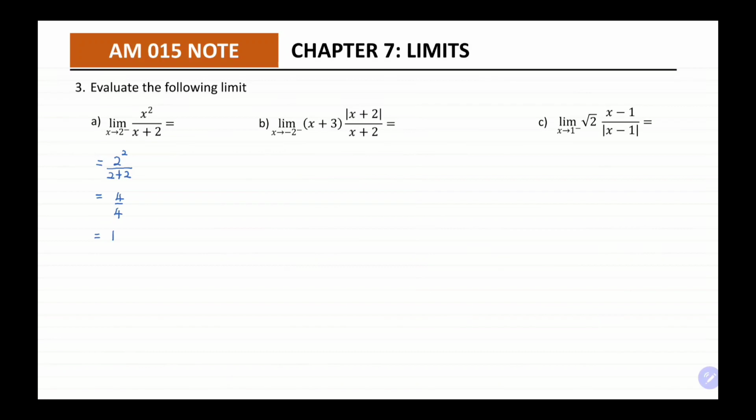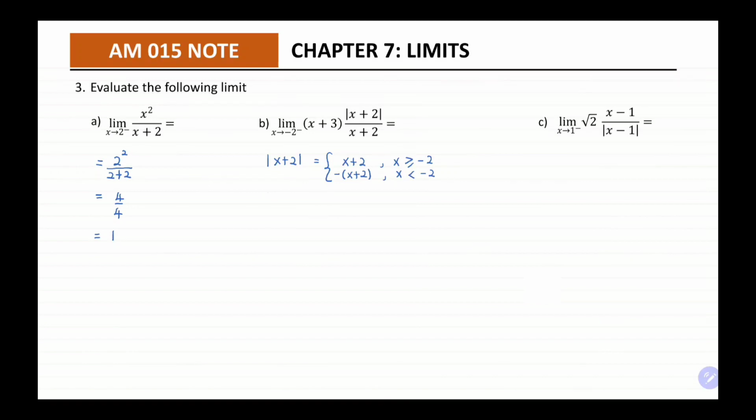Question B, we have limit x approach negative 2 from left, x plus 3 times modulus x plus 2 divided by x plus 2. Okay, since we have a modulus, we know a modulus has two functions, negative and positive. So we need to change the modulus into a piecewise function. For x plus 2, we have two signs. First, positive x plus 2, where x is greater than or equal to negative 2. And negative x plus 2 for x less than negative 2. Why do I take x equals negative 2? We take the value inside the modulus.